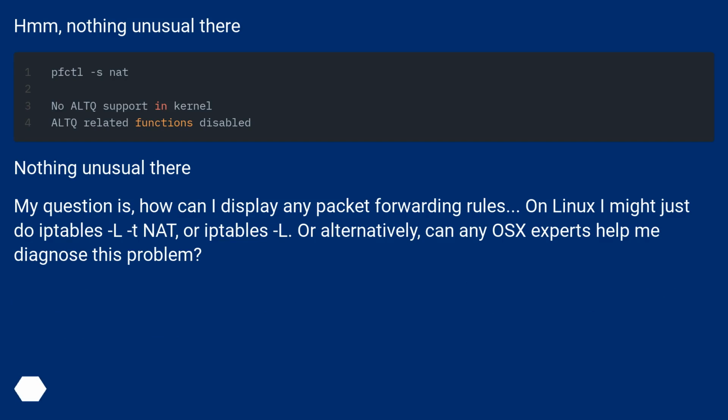Nothing unusual there. My question is, how can I display any packet forwarding rules? On Linux I might just do iptables -L -t net or iptables -L. Or alternatively, can any OS experts help me diagnose this problem?